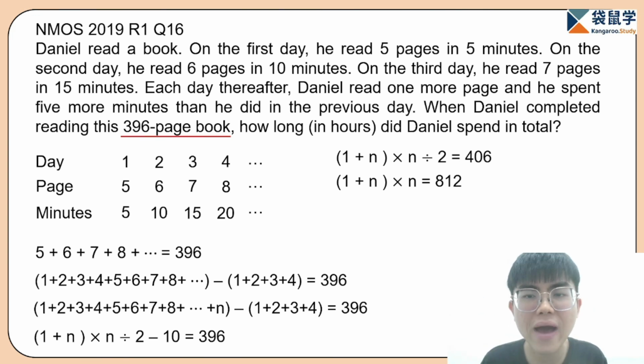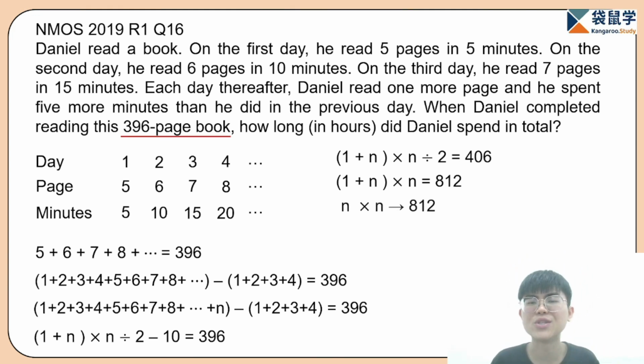If you want to find these two different numbers, it might be a little bit difficult, right? But since we know that they are two consecutive numbers, we can first let them be the same number. We just have to find n times n which is closest to 812, but not larger than that. We call this the estimation method.